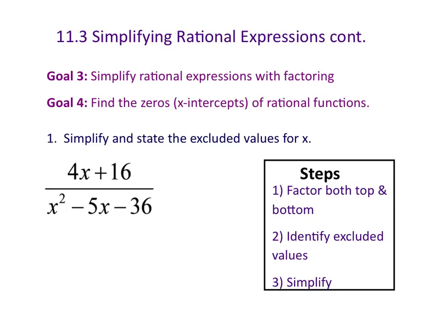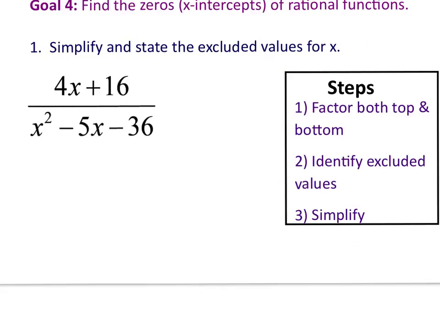So question 1 says, simplify and state the excluded values for x. So on the right-hand side are the steps that we need to follow. Step number 1 is factor both the top and bottom of the fraction, so both the numerator and denominator. So let's take a look more closely at number 1. So again, step 1 says factor both the top and the bottom, so numerator and denominator.